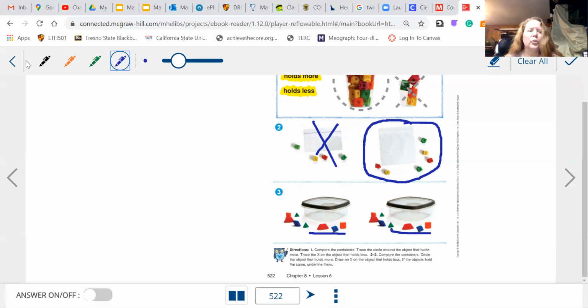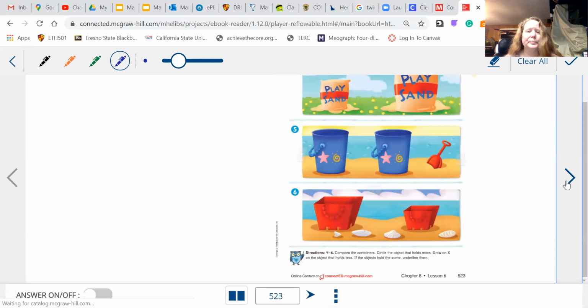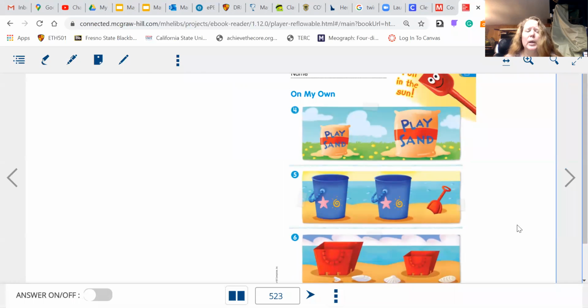All right, so now you know what you're doing with the rest of the assignment, which has more and which has less. So here's numbers 4, 5, and 6. You're going to compare the containers. And again, you're going to circle the object, the container that holds more, and put your X on the one that holds less. All right, pause me here and do 4, 5, and 6.